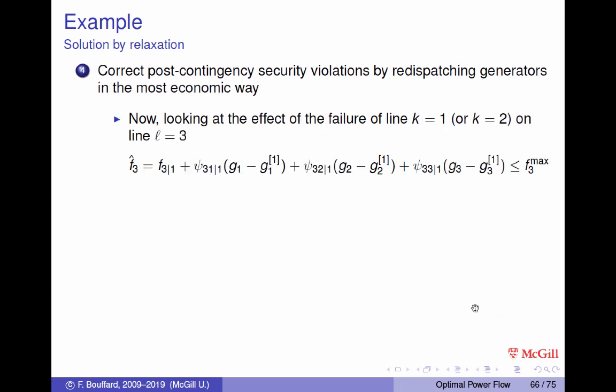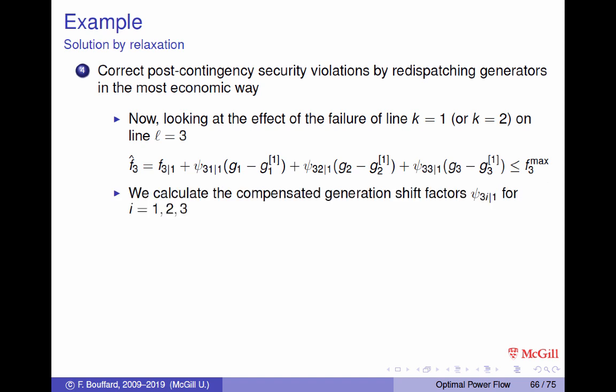The next step will be to correct the effect of losing line 1, or equally line 2, onto line 3. So once again, we're going to formulate the flow calculation of line 3 using generators 1, 2, and 3 to redispatch our system. And then here we're looking at differences or changes in the injection, and we need to make sure that this is within the confines of the transmission limits.